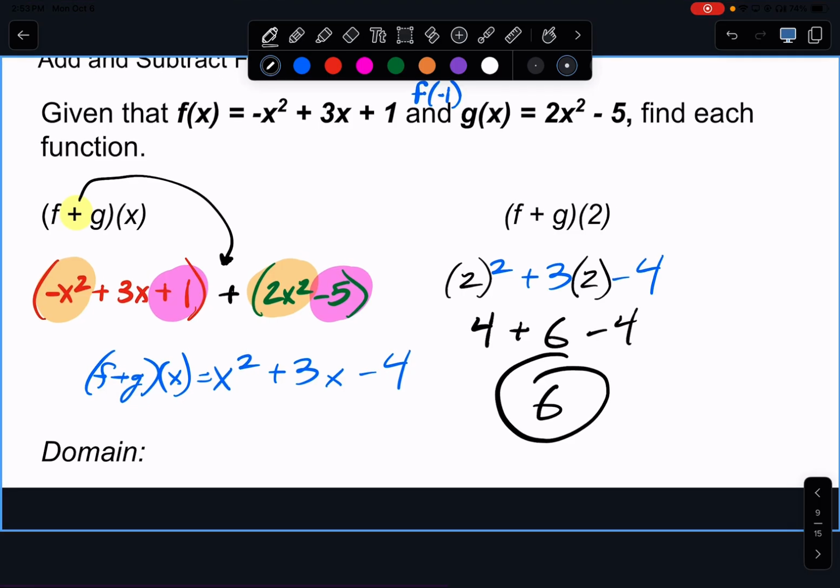Okay, our domain. Let's think about our domain here. Is there any number that we could not put in here? Is there a limit to what we can put in for x? Remember, domain is our x values. Would negative numbers work? Would any of those give us a no solution or an undefined or something? No. It's all going to work. Even fractional parts are going to work. So our domain is going to be negative infinity to infinity.